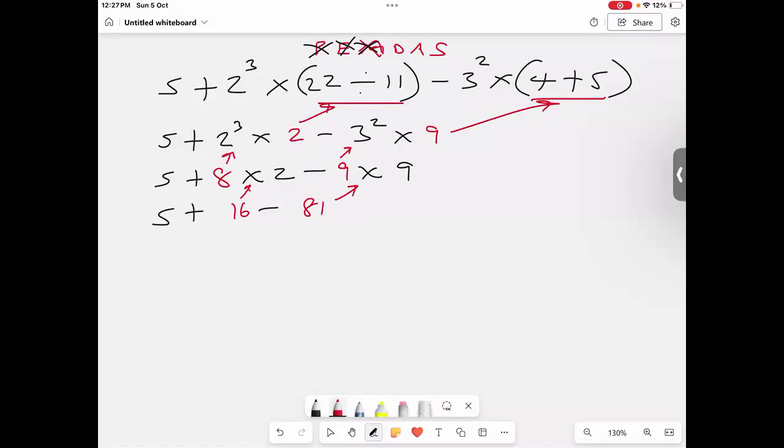And then now we are at the final lap. 5 plus 16 minus 81. We're going to work out the 5 plus 16 because addition takes precedence over subtraction. So 5 plus 16, that's going to be 21. And 21 minus 81 will give us a final answer here of negative 60.